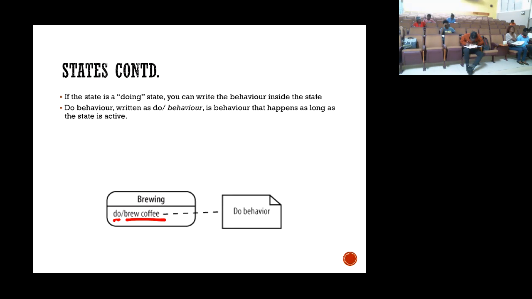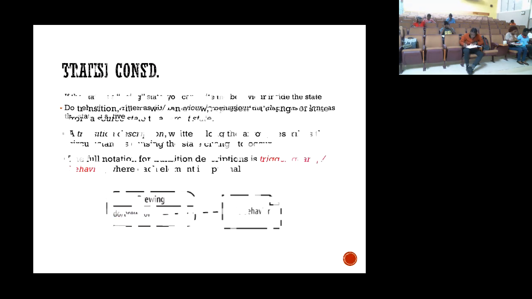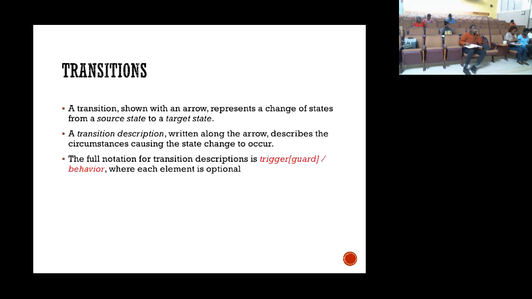Now, different tools will allow you to represent this slightly differently. I'm trying to remember right now what it looks like in StarUML. I think it looks like this. It might have a symbol beside it as to whether it is an entry activity or an exit activity, which we'll talk about shortly. Now, if you don't need to talk about the behavior, you can leave it out.